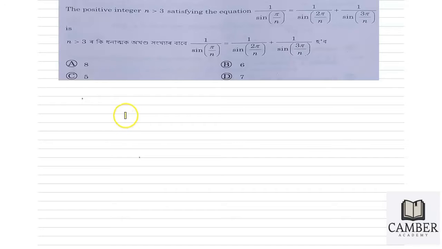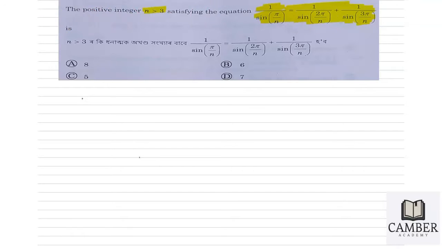Hi everyone, this question is from CEE 2022 set B, and the question is from the topic trigonometry. It is asked: find the positive integer n greater than 3 satisfying the equation. This is the equation given to us and it has 4 options. So you have to find the positive integer satisfying this equation.